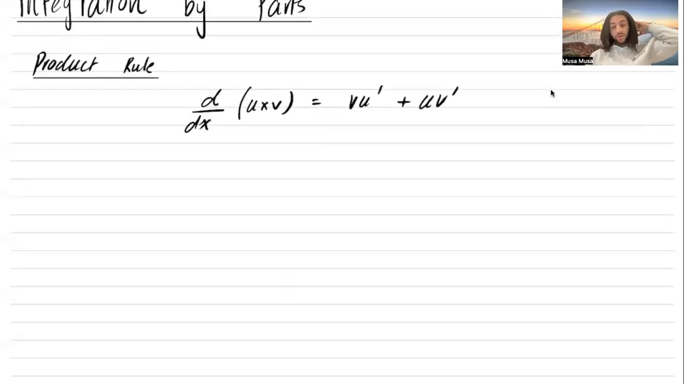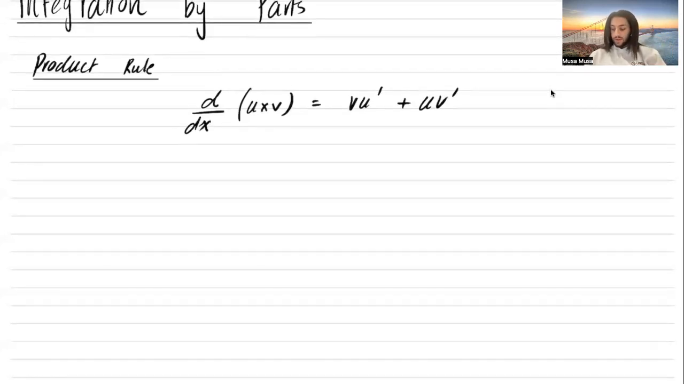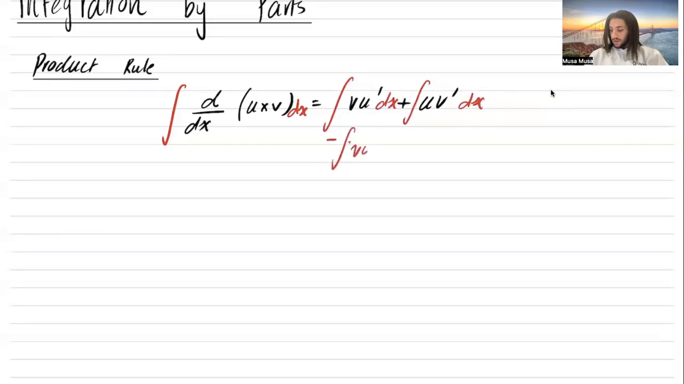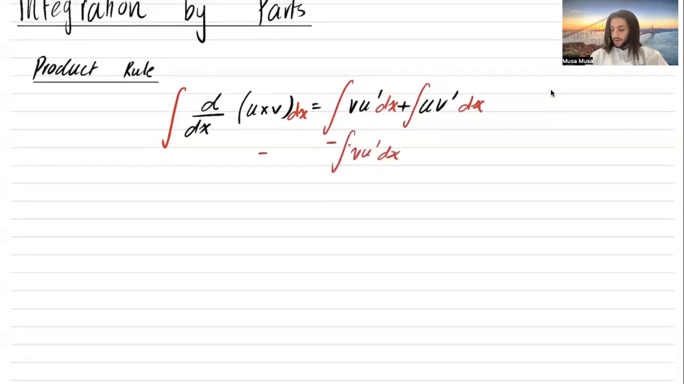Now, to get our integration by parts formula, I'm going to take the integral of both sides with respect to x. Now, of course, if I take the integral of this side with respect to x, I can then go and split up that integral as the integral of this one, and then plus the integral of that one, which is what I will do. Okay. Now, I'm going to take this and subtract the v u dash dx from both sides.